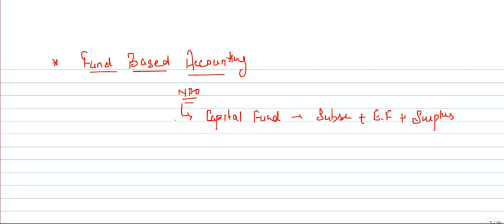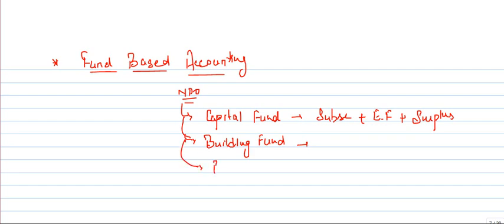Now, some of the funds are created. First, try to understand what a fund is. A fund is nothing but cash set aside for a specific purpose. Specific funds can be like a building fund. The NPO decides that 5 lakh rupees should be set aside for the construction of buildings. That constitutes a building fund.